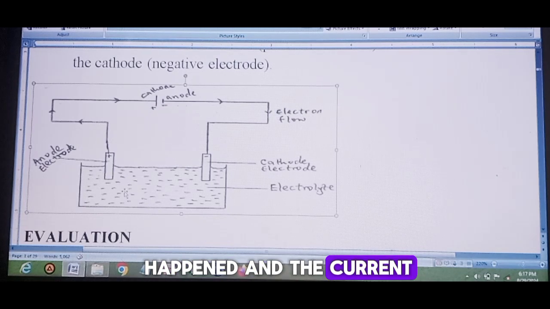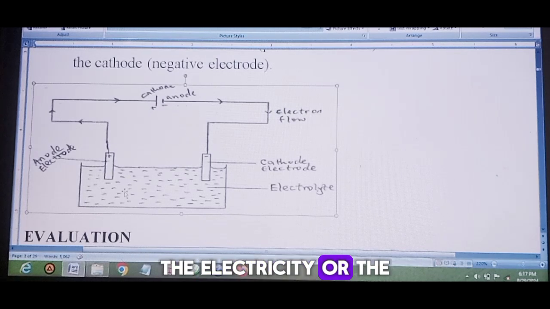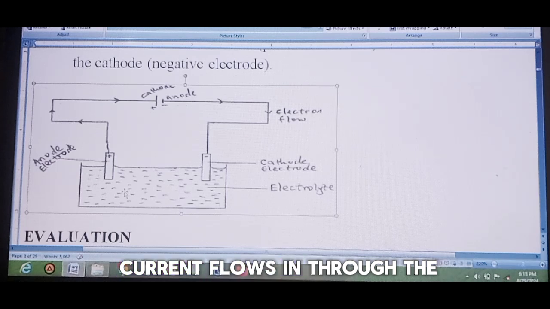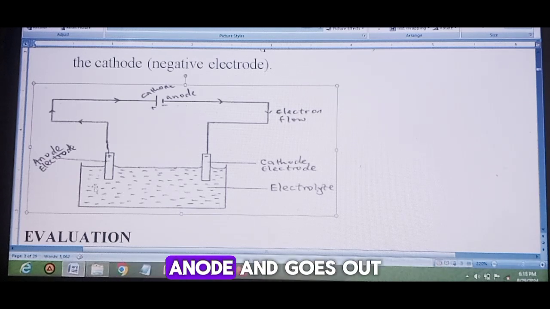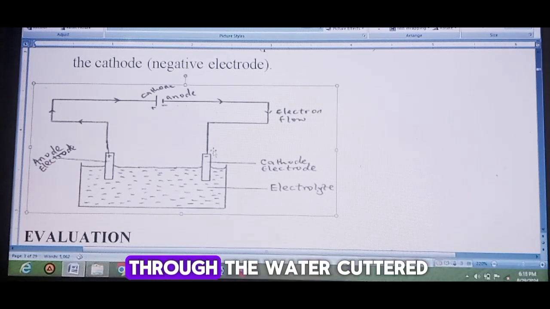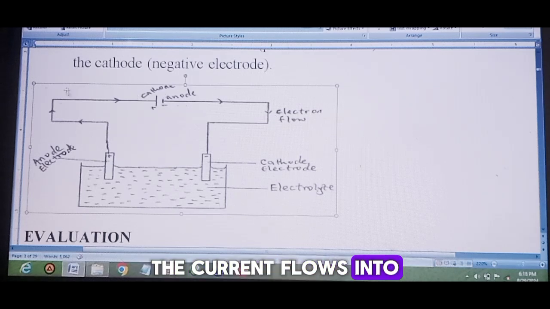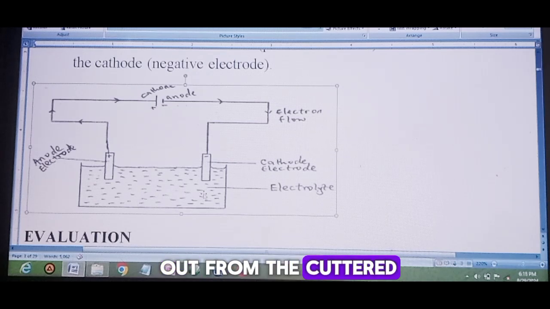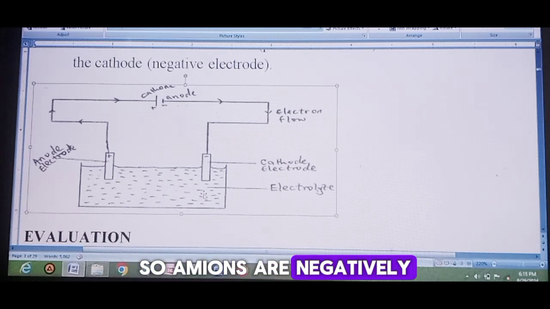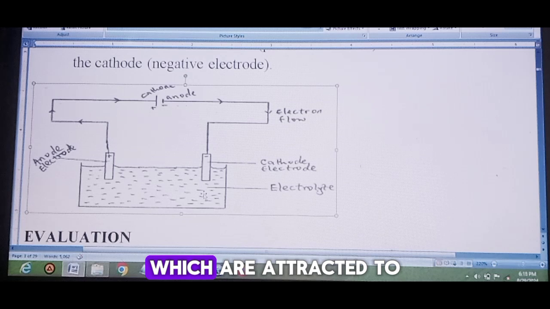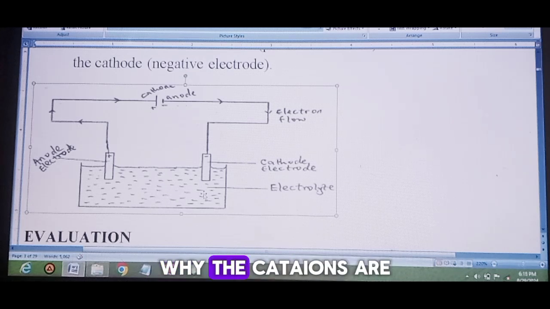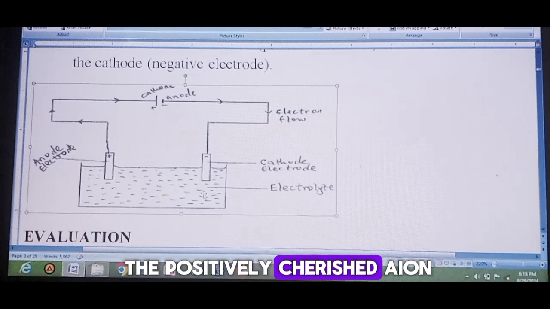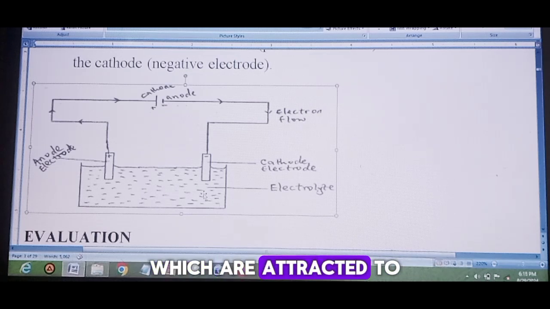And the electricity or the current flows in through the anode and goes out through the what? Cathode. The current flows in through the anode and goes out from the cathode. So anions are negatively charged ions which are attracted to the what? Anode, while the cations are the positively charged ions which are attracted to the what?